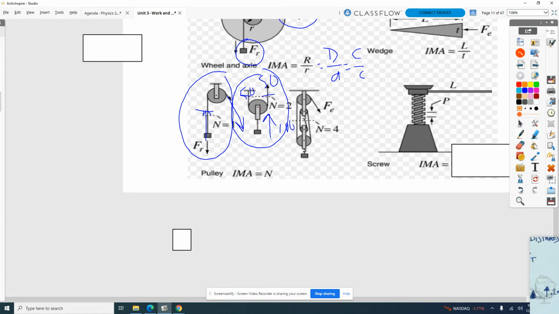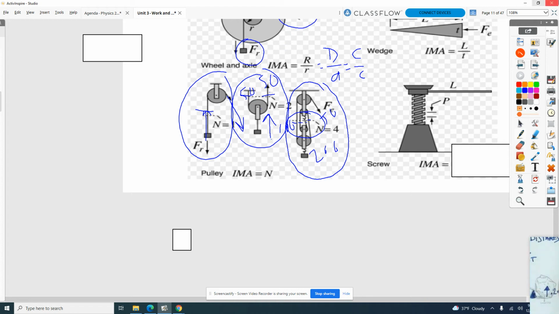Now, if I have something that's looking like this, oftentimes these things are called block and tackles. We have 4 strings that are supporting that load, and so what I get is a multiplier of 4 ideally. So if I put 50 newtons here, 50 newtons is in each one of these 4 wires, which would mean I would get then 200 newtons on the output ideally. Okay, and so that would be an IMA of 4.